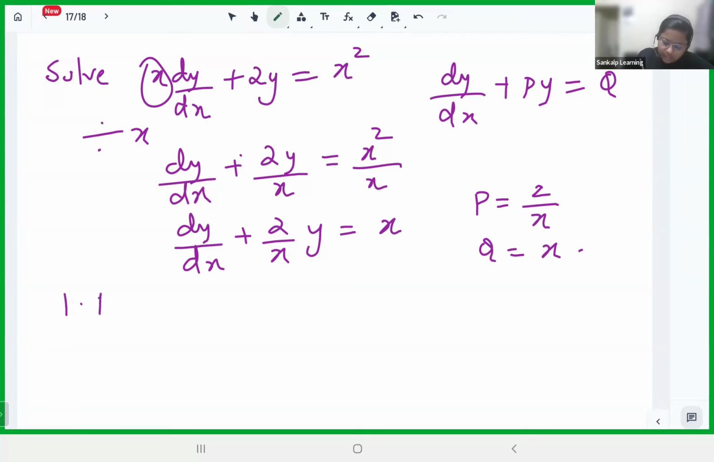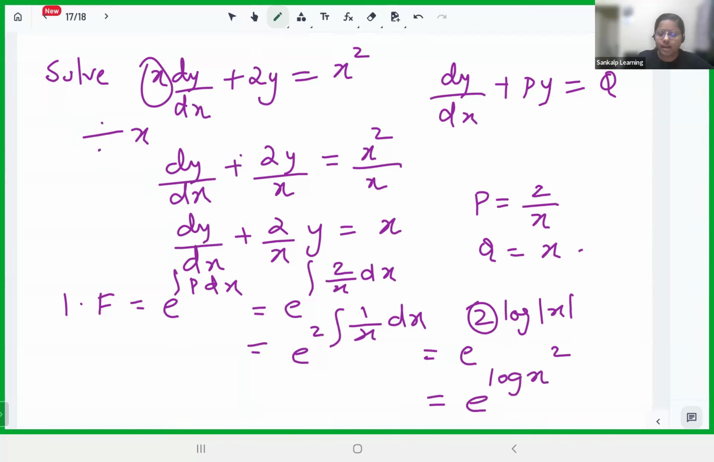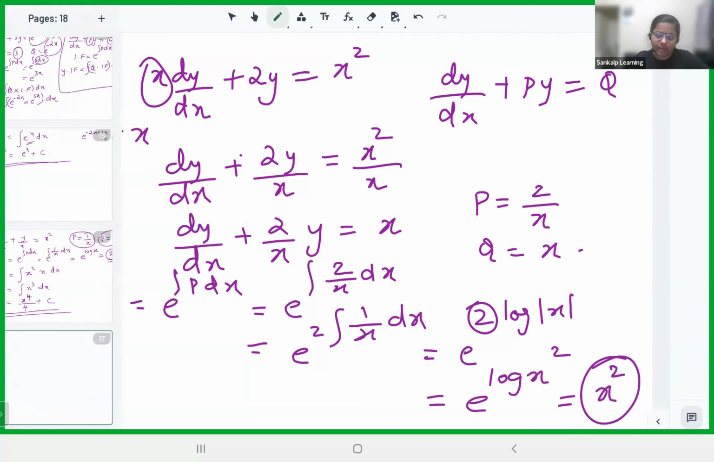Now first you find out the integrating factor, e raised to integral P dx. So this is e raised to integral 2 by x dx. You can take this 2 outside. Integral 1 by x dx is log mod x. Here you can apply the property a log x equals log x raised a. So this can be written as e raised to log x power 2, which is nothing but x square. So we have got the integrating factor, it is x square.